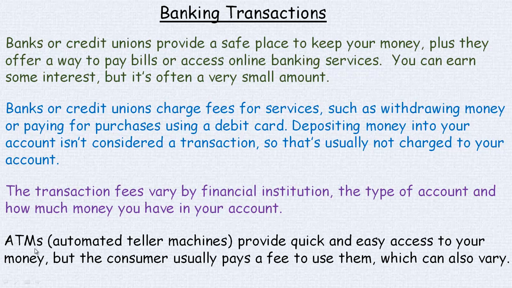Now, a way you can access your money if you're going somewhere outside of banking hours is you can get it from an ATM, or an automated teller machine. They provide quick and easy access to your money, but the consumer often pays some kind of a fee to use them. It could just be a transaction fee, but that transaction fee is higher if you're banking with one particular bank and you go to a different bank's ATM to access them. It can easily be, instead of maybe $1, $2 or $3 just for the transaction for your account. So let's take a look at a few examples here.